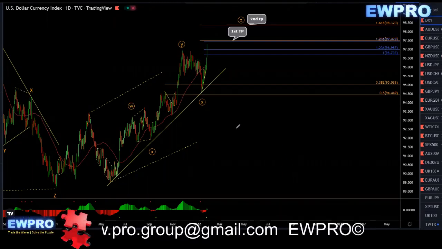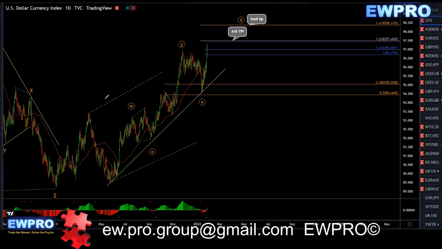Getting on to the weekly outlook, starting with the DXY. We're looking at this internal wave in here. We've got a WXY X2 down to that 38.2, and we're looking for that wave Z up to the first target 123.6 and then the 161.8.